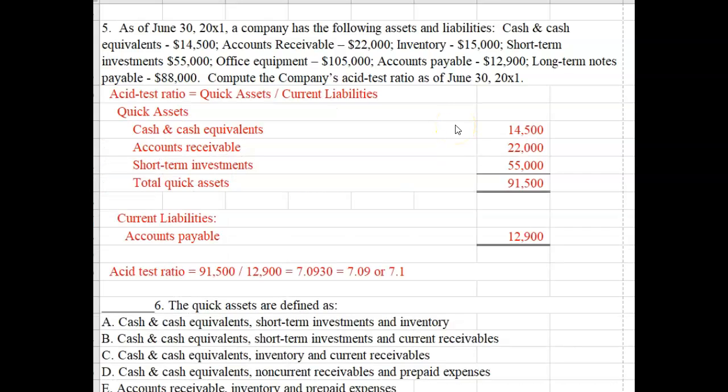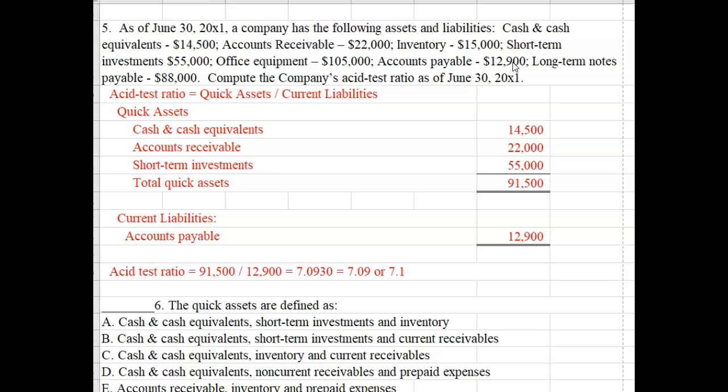The acid test ratio is calculated by dividing quick assets by current liabilities. So the first thing we have to do is to find the company's quick assets. Quick assets consist of cash and cash equivalents, short-term receivables, and short-term investments. No other assets are included as quick assets. So cash and cash equivalents of $14,500 plus accounts receivable of $22,000 plus short-term investments of $55,000 equal quick assets of $91,500.